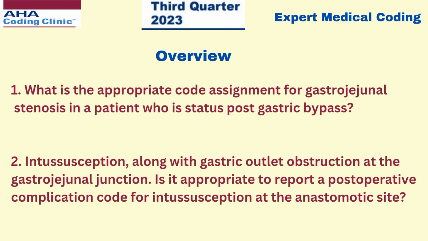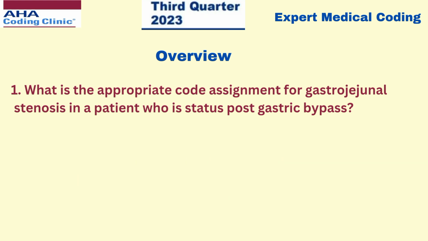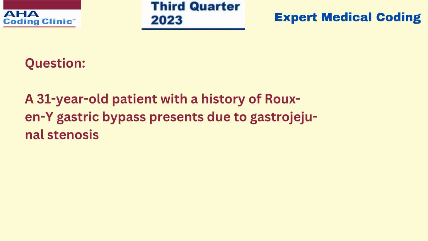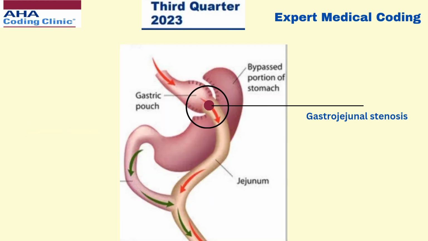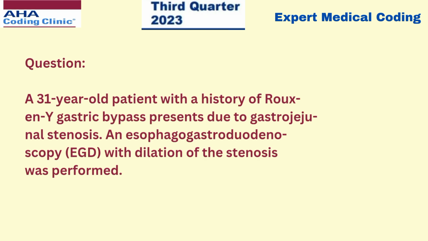So let us begin with the first one. What is the appropriate code assignment for gastrojejunal stenosis in a patient who is status post gastric bypass? Let us begin with the scenario. A 31-year-old patient with a history of Roux-en-Y gastric bypass presents due to gastrojejunal stenosis. As you can see in the image, the patient has already undergone Roux-en-Y gastric bypass and now presents due to gastrojejunal stenosis. An EGD with dilation of the stenosis was performed. So the provider has performed the EGD to dilate the stenosis.